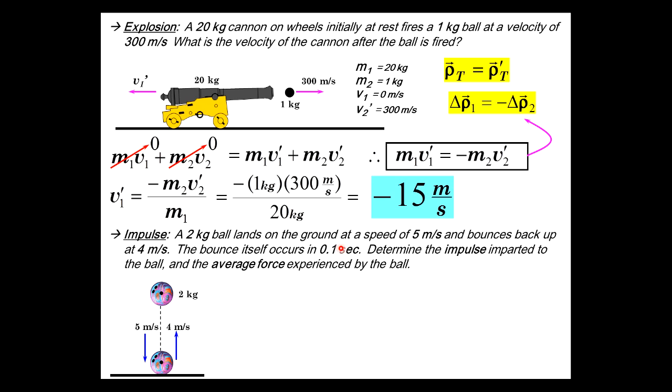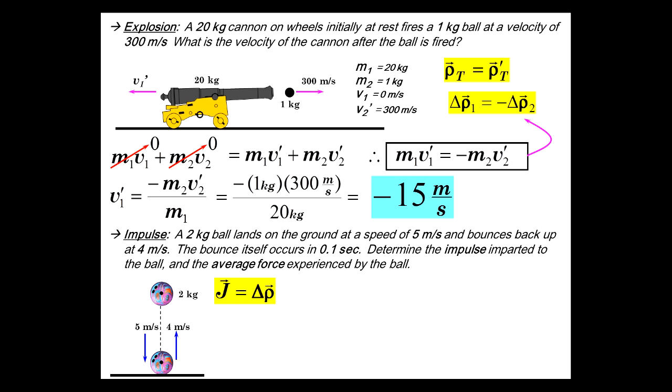It bounces in 1/10 of a second. Determine the impulse imparted to the ball. Now, if you give an object an impulse, that means its momentum is going to change, because that object gets a net force times a time, or its mass has a change in velocity, both of which mean impulse. Impulse or change in momentum. Then we're going to figure out the average force the ball experiences.